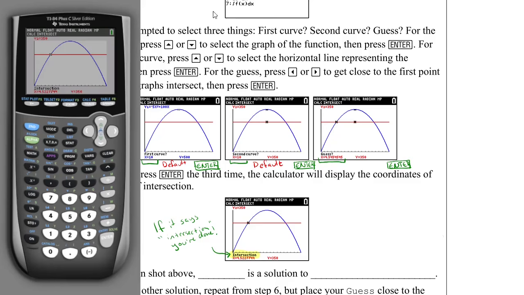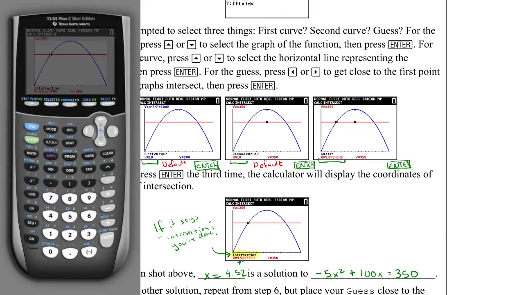What is this screenshot telling us? It's telling us that X equals this number. I'm going to round it to 2 decimal places for reasons I'll explain in a moment. X equals 4.52 is a solution to the equation negative 5x squared plus 100x equals 350. Okay, so that gave us one of the solutions.